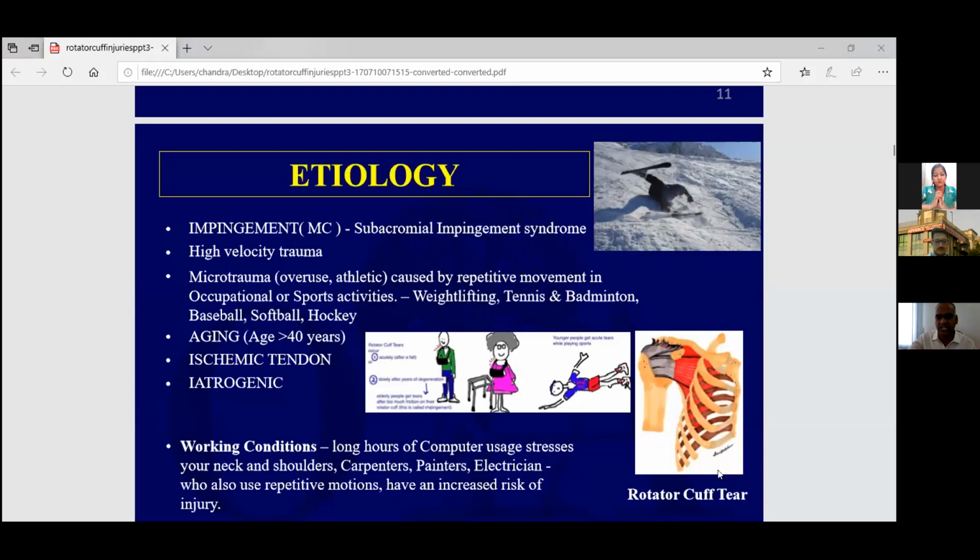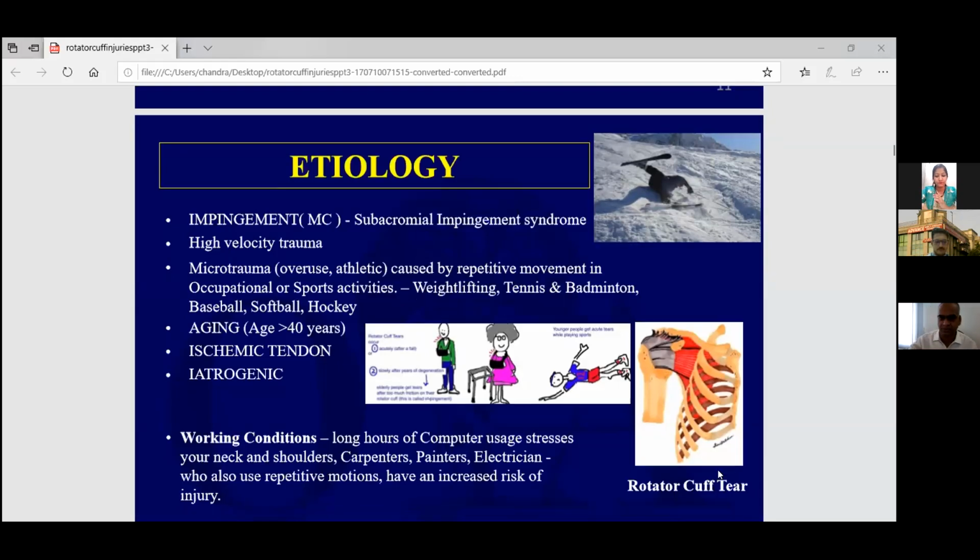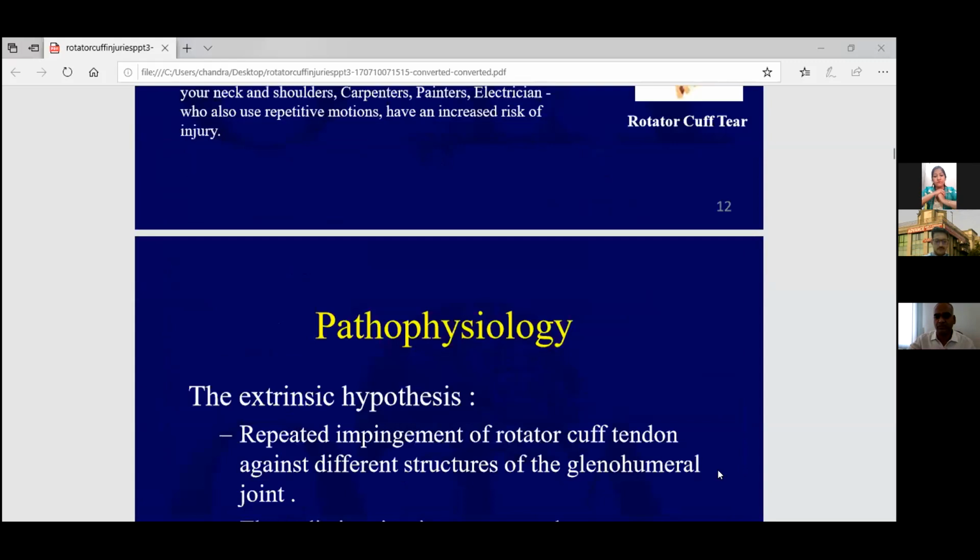In working conditions also, so many persons suffer from this type of injury due to overuse and faulty ergonomic positions. It's a very common injury in all persons. What is the pathophysiology behind this injury?